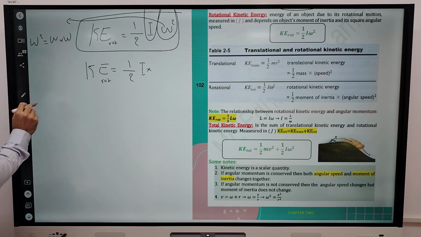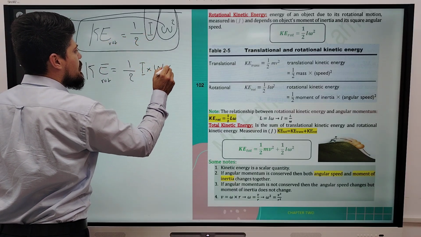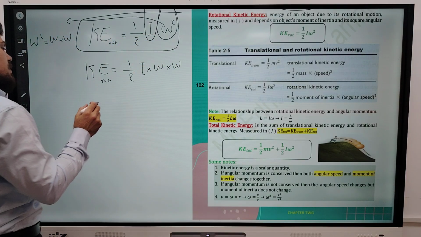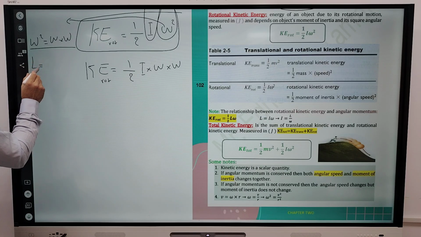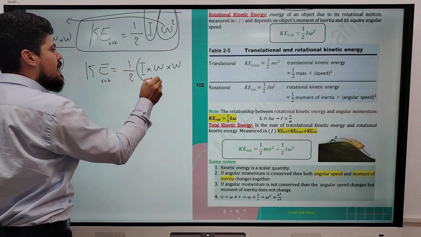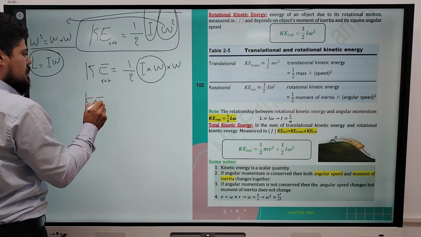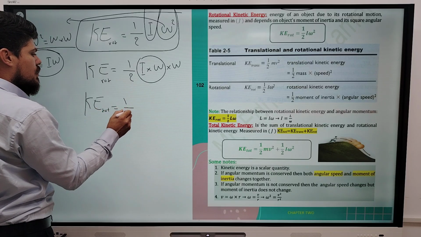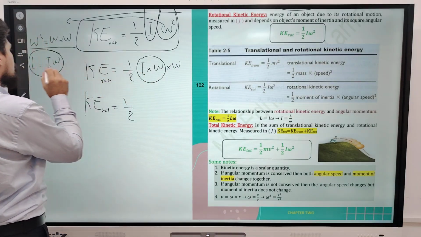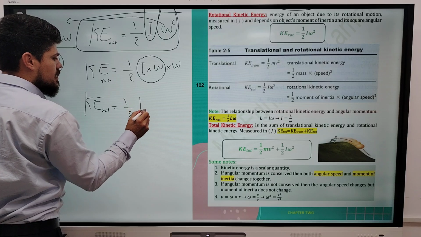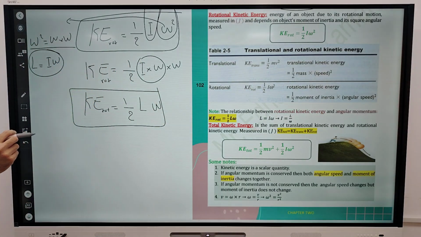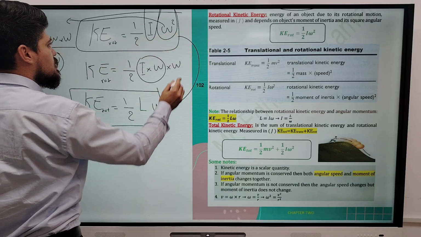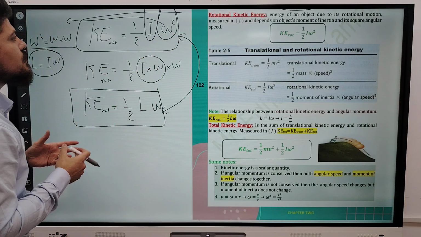Omega times omega. And instead of this omega squared, you can write down omega times omega. Okay, so if you remember in a previous lesson about the angular momentum, L is equal to what? I omega. Okay, so instead of this I omega, we can write down 1/2, and instead of I times omega, we are going to write what? Angular momentum, L times omega. Okay, so what is the relation between these two equations? Also, what is the difference between these two equations?